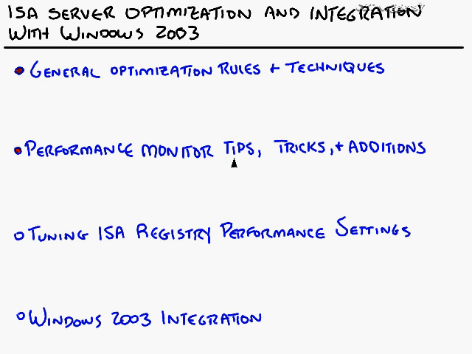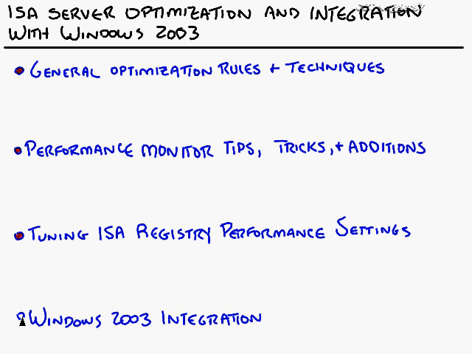I'll show you some of the tips and tricks that I've learned over the years working with the Performance Monitor to ensure that we adjust the best possible parameters on there. I'll also look at some of the additions that ISA server has plugged into the Performance Monitor. Next, I'll show you the down and gritty registry settings that you can get into to tune ISA server to receive more connections, to optimize your port efficiency, and so on.